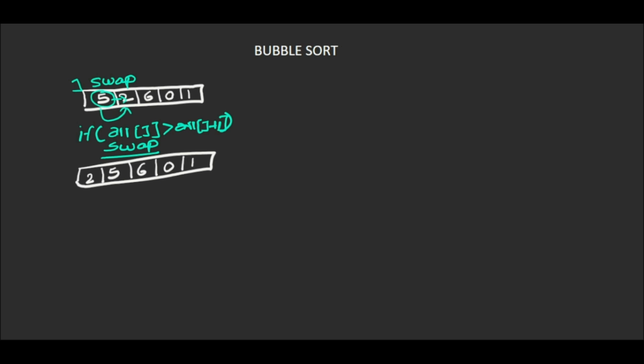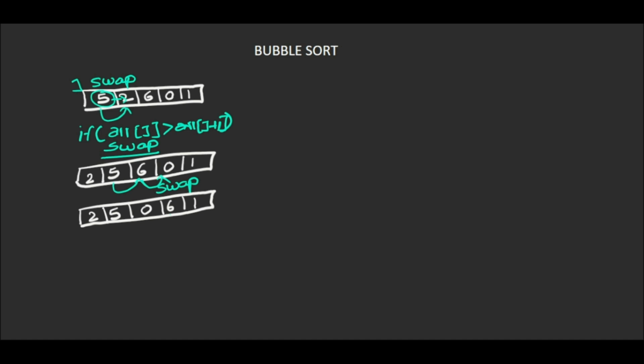Again, we have come up to this index. Now we have to compare 5 and 6. Since 5 is not greater than 6, no swap will happen. Then we will move forward and compare 6 with 0. Since 6 is greater than 0, again we need to swap. So after swapping, the array will look like 2, 5, 0, 6, 1.